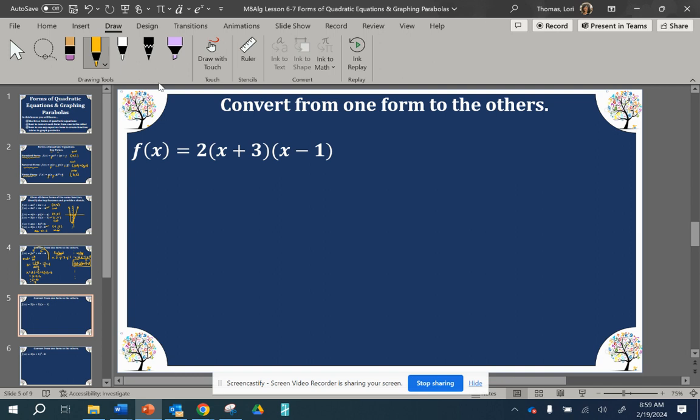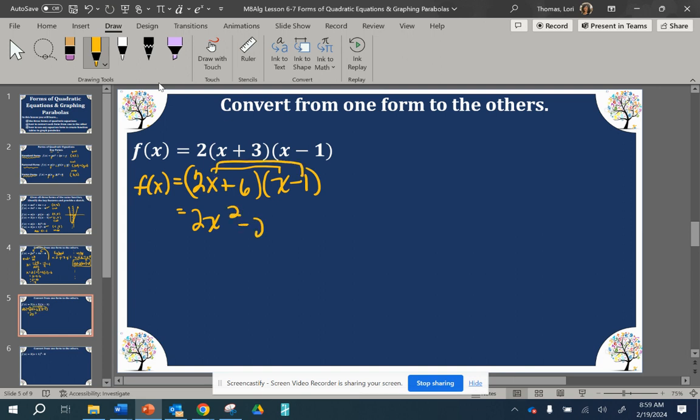I'm going to go ahead and just multiply the 2 times the x and the 2 times the 3 to get 2x plus 6. That is still in parentheses. And then I'm going to multiply x minus 1. So we're going to distribute the 2x first to each of the terms. And I'm going to distribute positive 6 to each of these terms. And then I'm going to combine like terms. And now we have standard form. So from factored to standard, you simply multiply all of the factors and then combine any like terms.